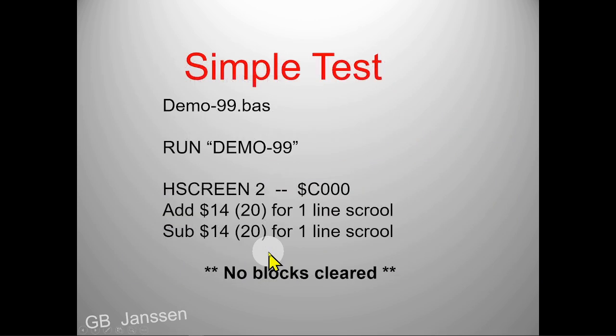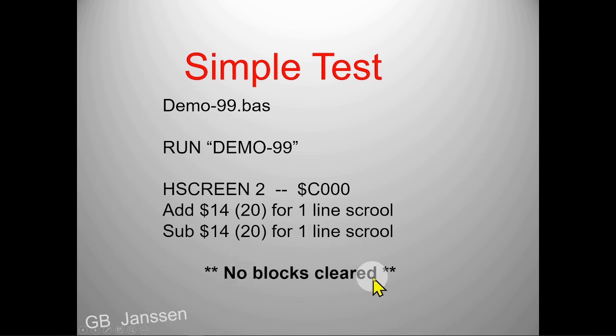Okay, we went through that. Now, I got another test that I'll show you the code. You can have the code on this one. This is a demo 99. Just run it. It's HScreen 2. It's basic, which the default screen will be at C00. All right, and if you want to, like we said before, if you want to scroll one line, you add 14. If you want to subtract, scroll the other way, you subtract the hex 14.